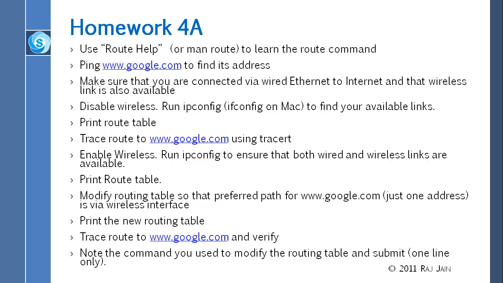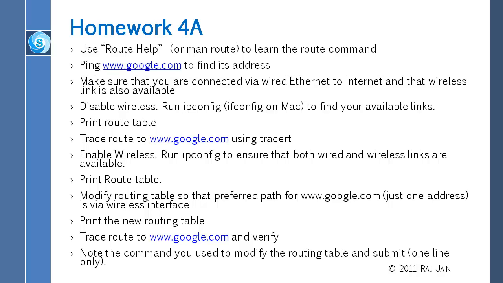Now what is ipconfig? ipconfig is the Windows command which tells you the address of your own. In Mac it is called ifconfig. To find your available links, print the route table, trace route to google.com using tracert. So tracert is the third command that you will have to run to find out how you can go to Google. So it will show you that you're going to Google. Obviously, since you have only one interface, where are the things going to go through? That interface, right? And you will see that in tracert.